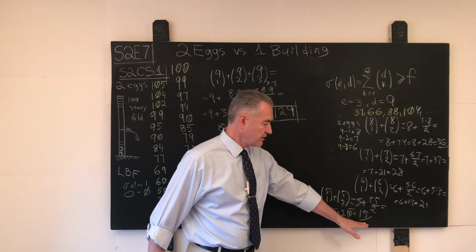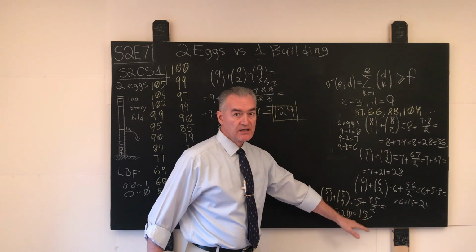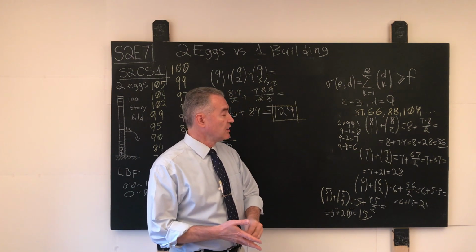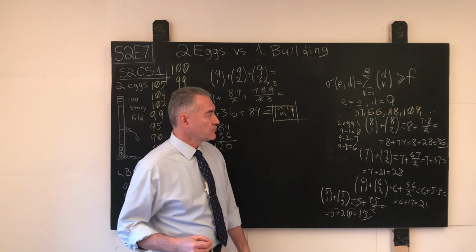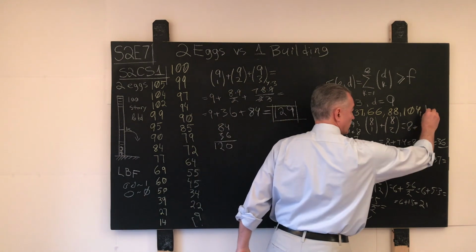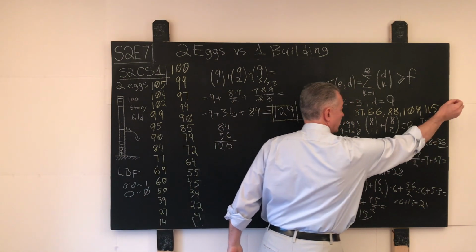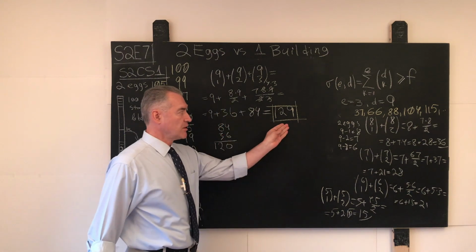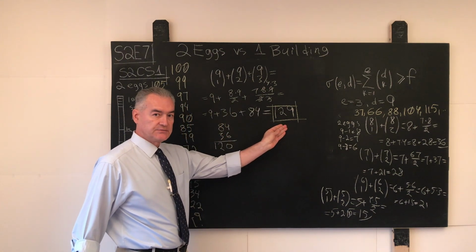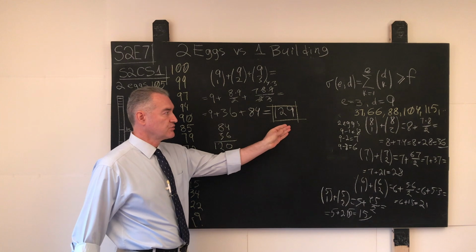Well, the next smaller triangle number will be 10, so here it will be 104 plus 10, 114, so the next floor will be probably 115, and so on until we run up to the height of the building, 129.